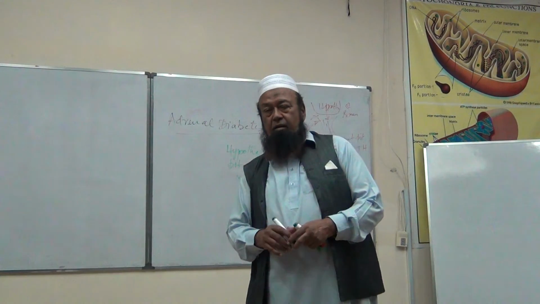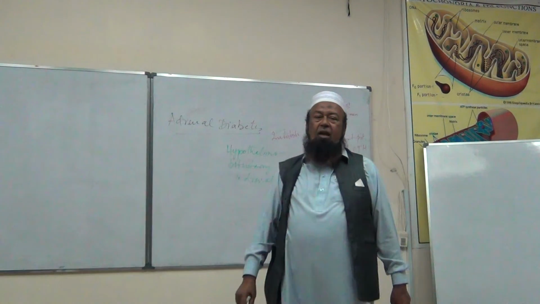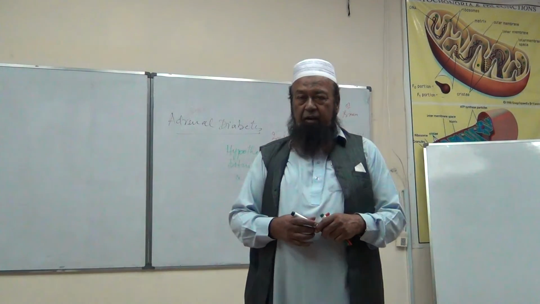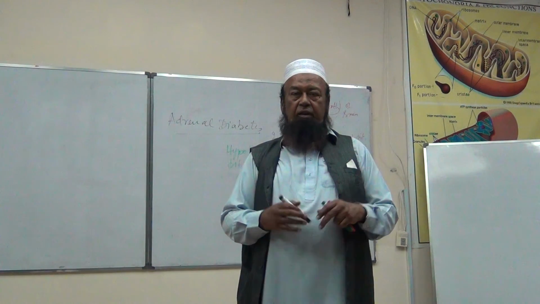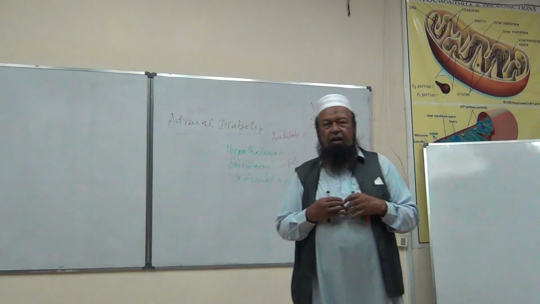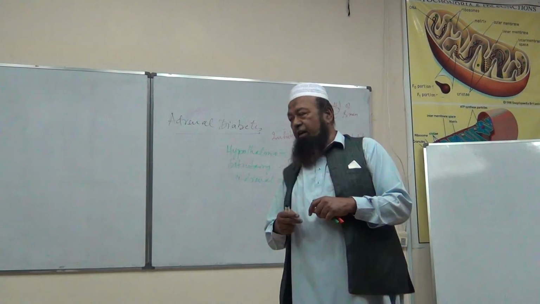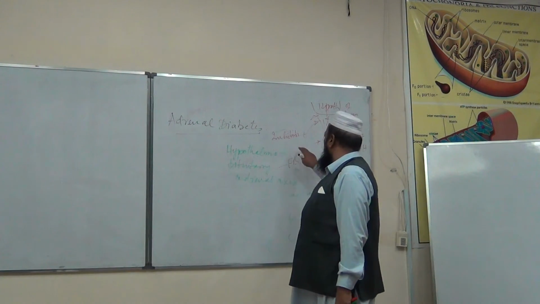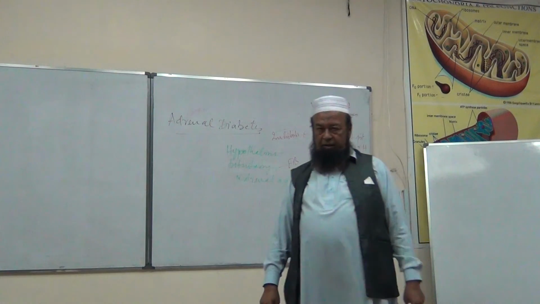As a result of that, the person suffers from hyperglycemia and becomes diabetic, and the classical picture appears in the form of polyuria, polydipsia, polyphagia. There is more quantity of urine being passed, he is drinking more, eating more, and becomes obese, and as a result the person becomes diabetic.